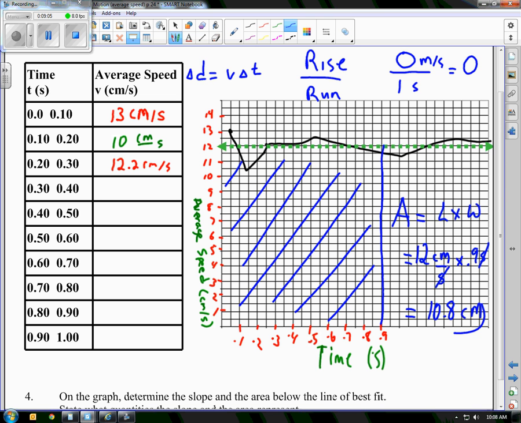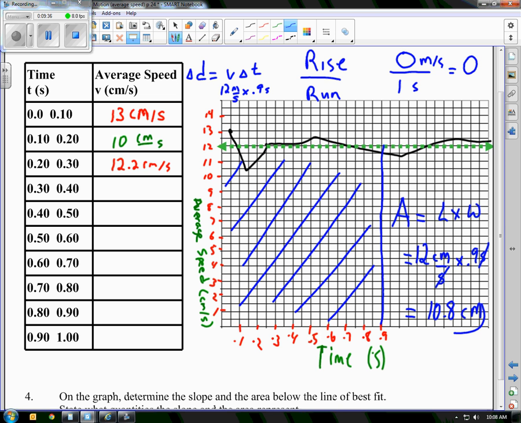Okay, so we could take a look at our average speed, which is 12, and we could take a look at the time it took, 0.9, and we would get exactly the same answer. We would go 12 centimeters per second times 0.9 seconds, and using our mathematical formula, we would get that same answer, 10.8 centimeters. Or we can use our graph and find it there too.